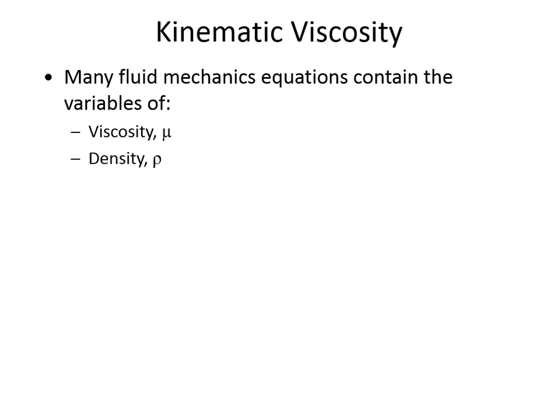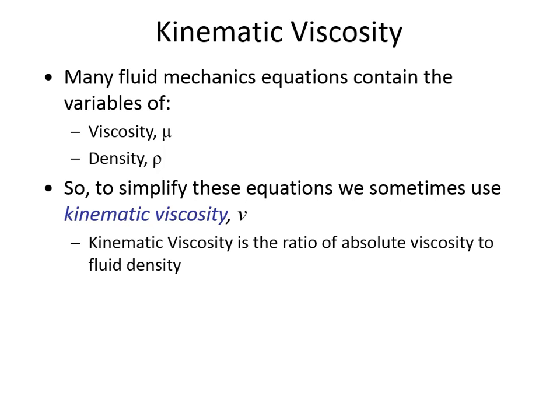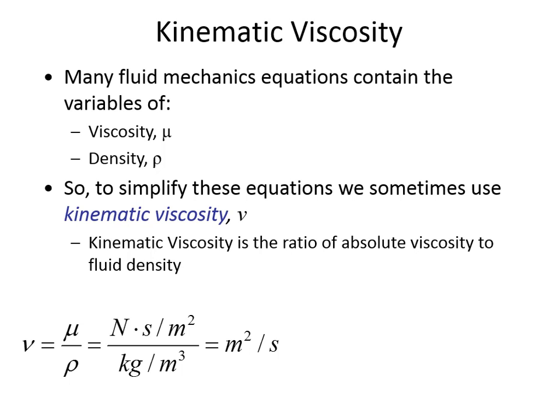A lot of equations that we use through this semester in fluid mechanics have both viscosity and density in the equation. And so what kinematic viscosity does is it takes both of those things into account. It's a way of normalizing the viscosity of a fluid relative to its density. And so we can combine those two factors together in terms of kinematic viscosity. Kinematic viscosity is the ratio of absolute viscosity to fluid density. So if you divide the viscosity of a fluid by its density, that's the kinematic viscosity. And it has units of meters squared per second, length squared per time.